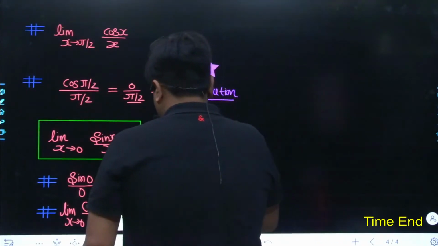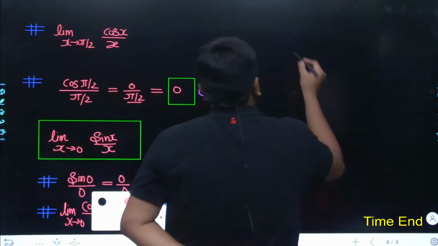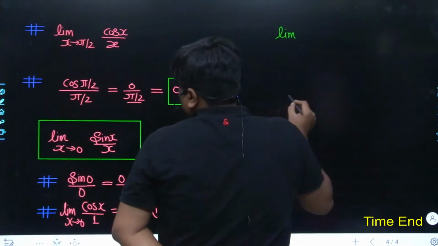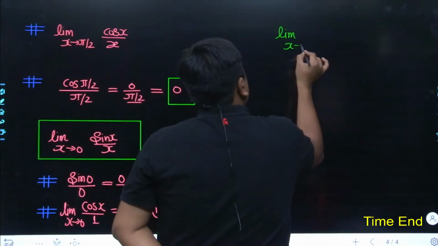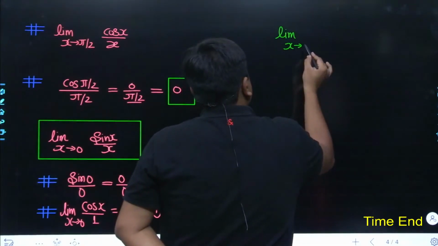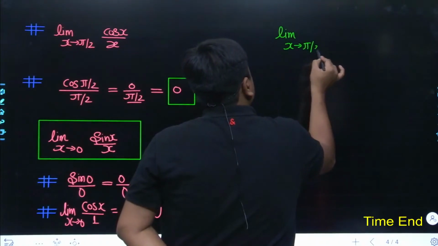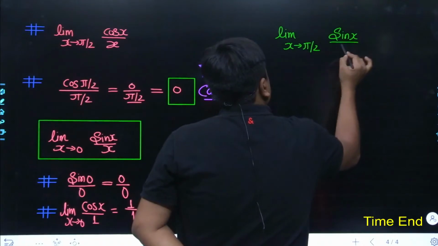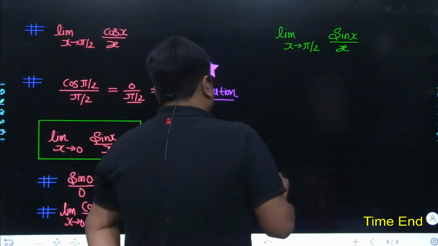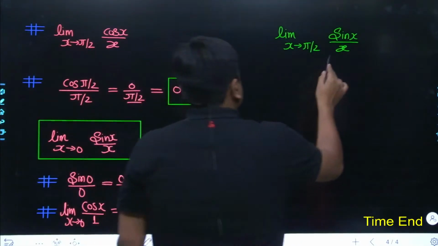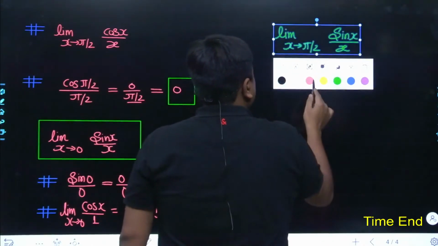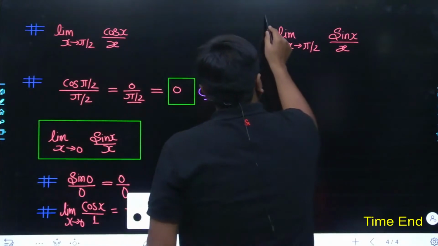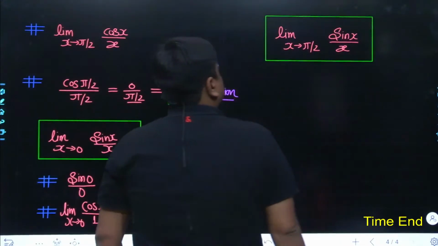Let me take another question. Let's take the limit x tends to pi by 2 of sine of x over x. Deliberately I changed the nature of the question a bit, because these sorts of questions are rarely asked and people used to memorize each and every question, and that is why the next question has come in front of you.